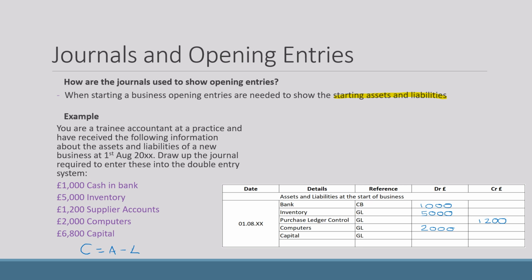And then your capital account is your balancing figure of 6,800. So you can see that if you then add this all up, you've then got 8,000 here and 8,000 here. So both your debits and your credits equal each other. Okay, so all of your journals must equal each other and therefore balance off to zero.